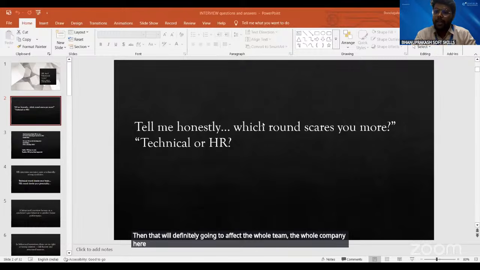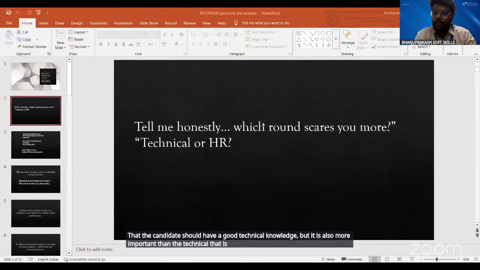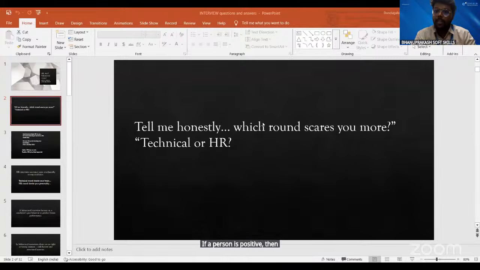So for a company, it is very important that the candidate has good technical knowledge, but a positive personality is even more important than the technical. If a person is positive, then automatically the company will have a good reputation. If anything goes wrong because of that person, it will not only affect that person, it will affect the whole company. That is the exact reason why we have this HR round.